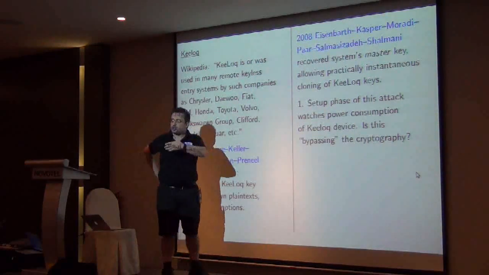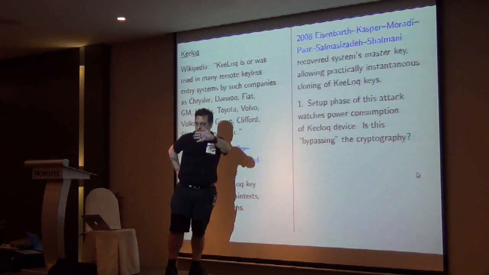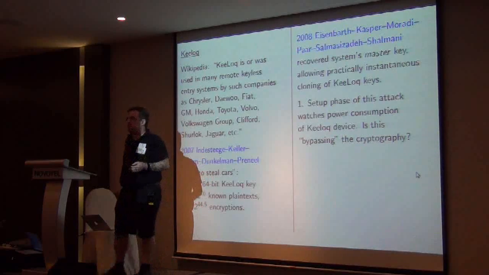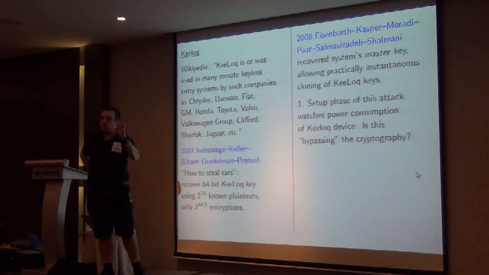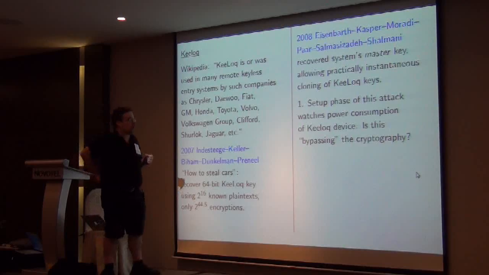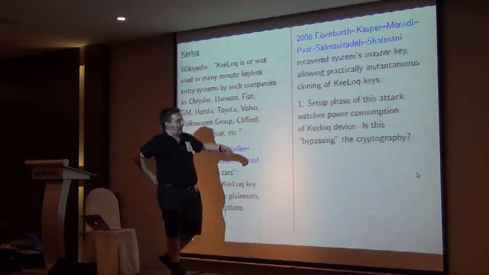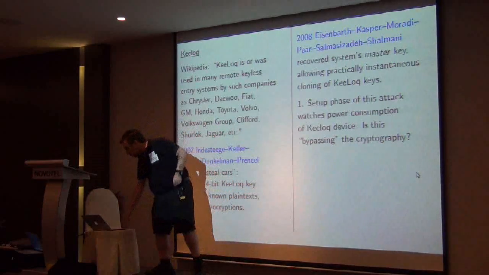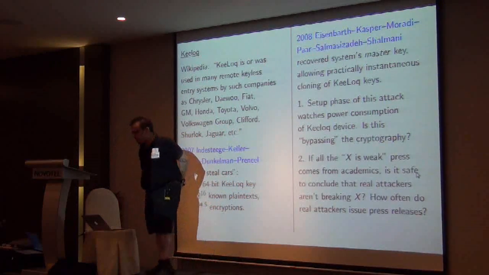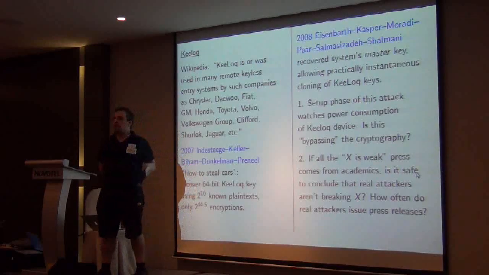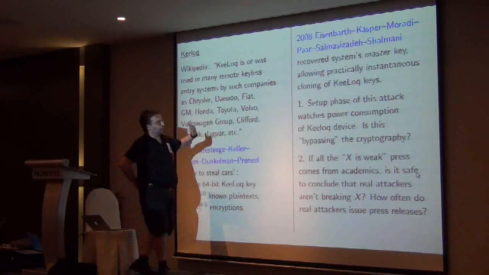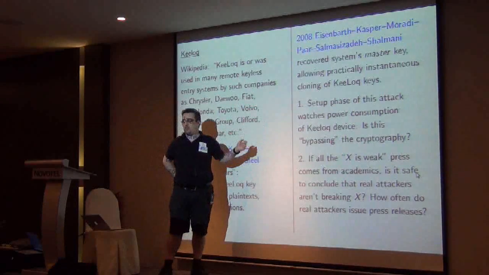But maybe there are interactions between the cryptography and the side channels. Maybe we can change the decisions that we make. And there's more and more evidence of this, that there are different decisions we can make in designing cryptographic systems which make the side channel attacks harder or easier to carry out. Another question that I'll formulate about this attack: I don't have any examples here of press or news stories about people who are stealing cars using these attacks.